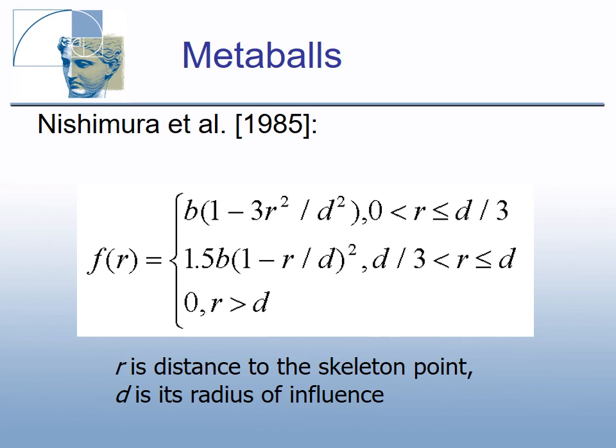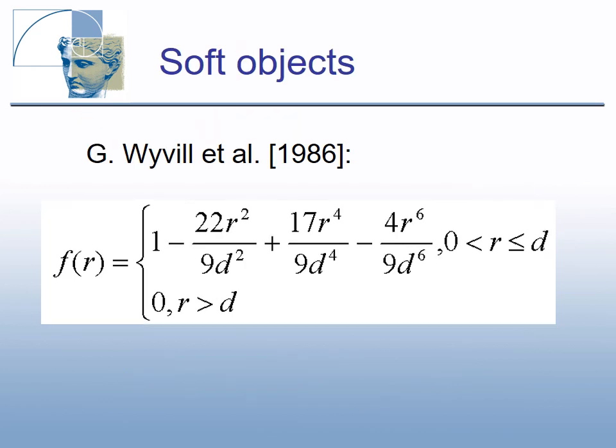The formulation uses two quadratic polynomials nicely tailored together at the distance of 1/3 of d. Soft objects use one polynomial of degree 6 to achieve the same goal of getting zero scalar field at the given radius of influence. Note that the shapes of blobby, metaballs, and soft objects are similar. It is just easier to control the surfaces with a localized scalar field.